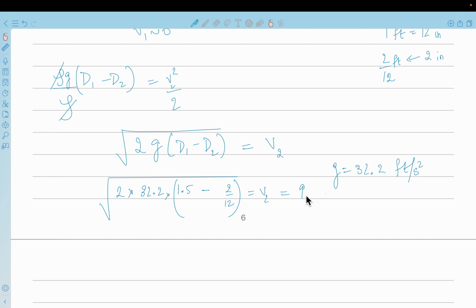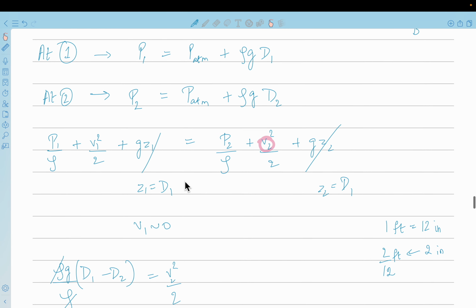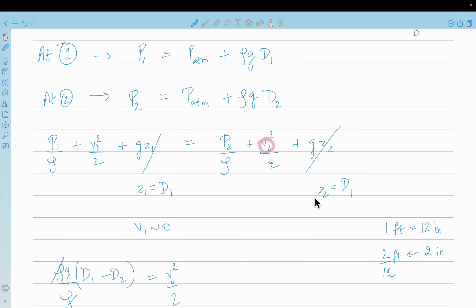9.27 feet per second. And yes, this is the correct answer. You got this by putting in 2, right? 2 times. So I was right. Yeah. So Z1 and Z2 both will be D1.